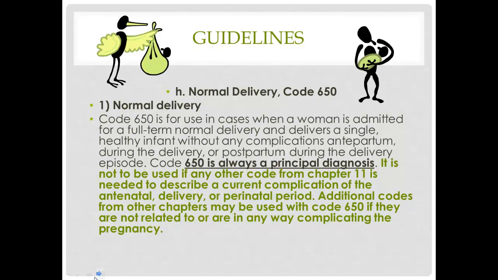If the delivery is normal, then you will need to use a code 650. And of course, it is always the principal diagnosis. Now please note the area in green. It is not to be used if any other code from Chapter 11 is needed to describe a current complication of the antenatal delivery or perinatal period. So again, 650 can only be used if the delivery was normal.